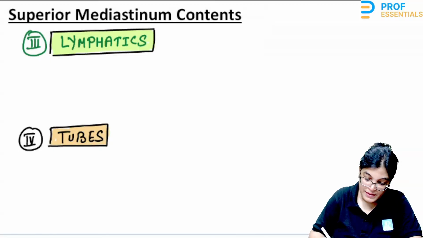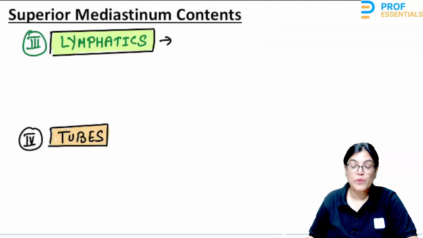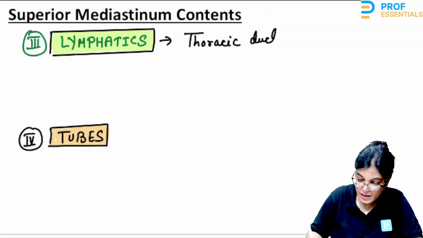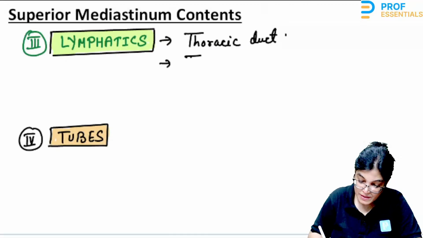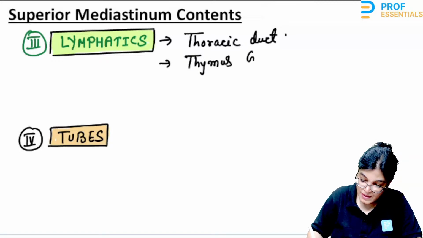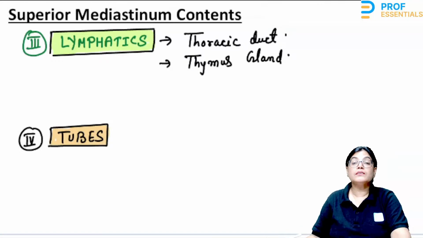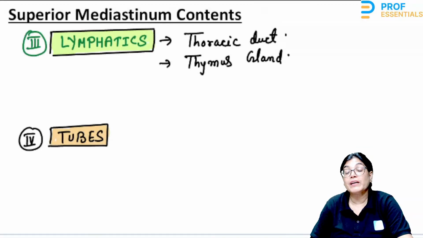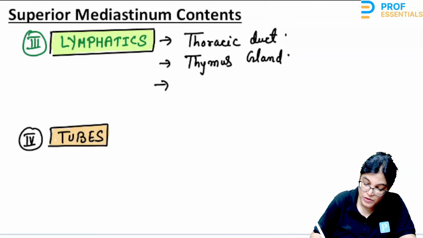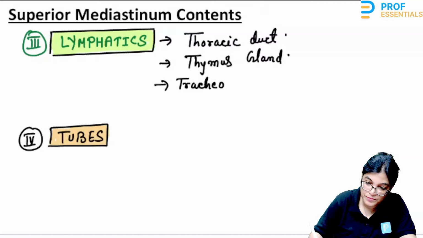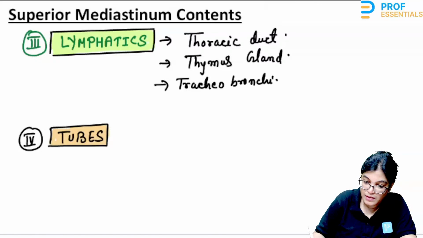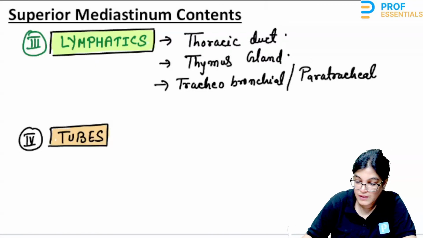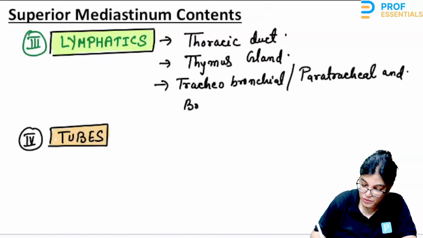What are the lymphatics which are residing here? We will have the thoracic duct as an important content. We will also have the thymus gland as an important content, and we will have other lymph nodes like tracheobronchial, pretracheal, paratracheal, and brachiocephalic lymph nodes. So we will have tracheobronchial, paratracheal, and brachiocephalic lymph nodes.